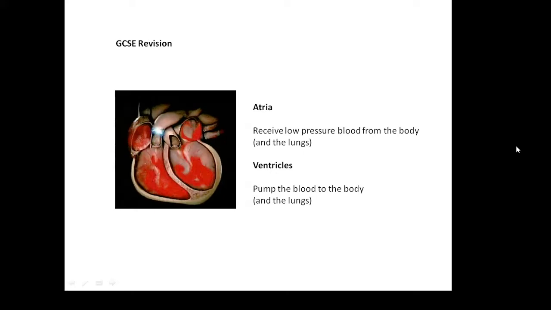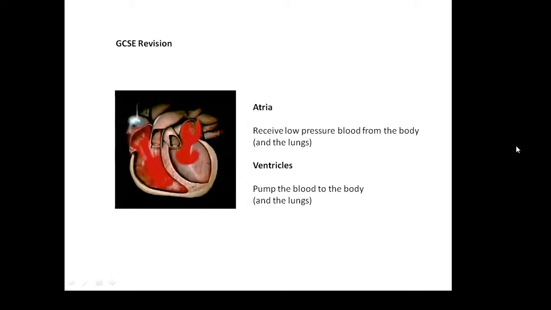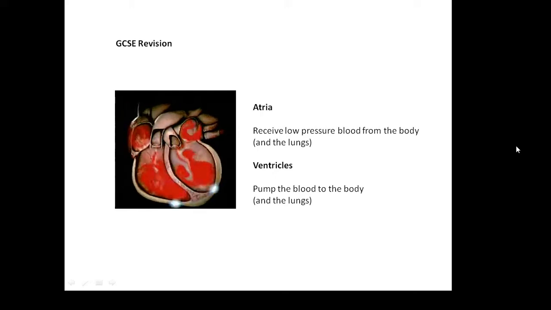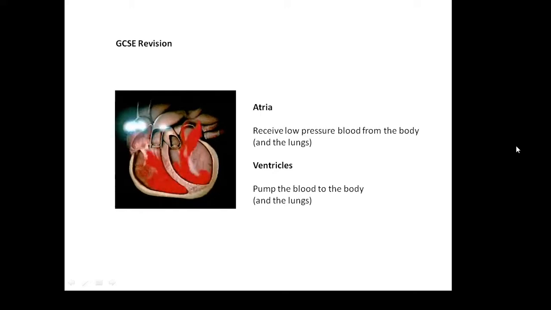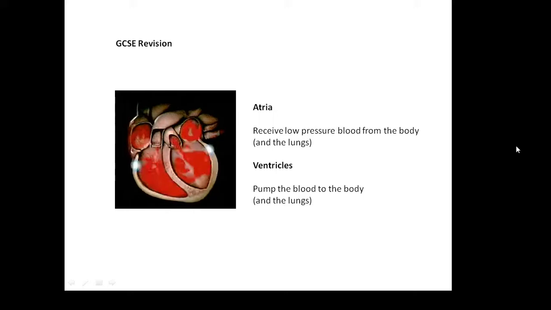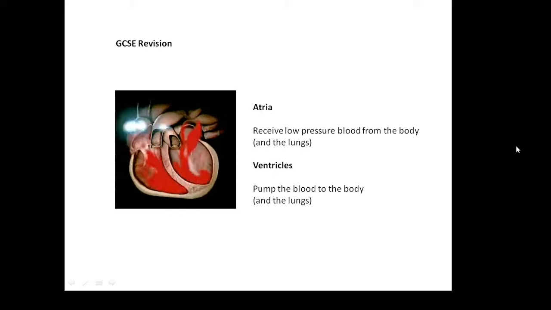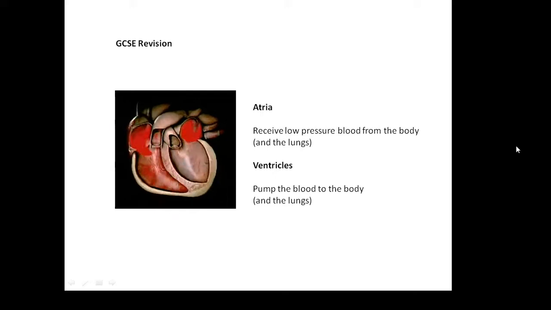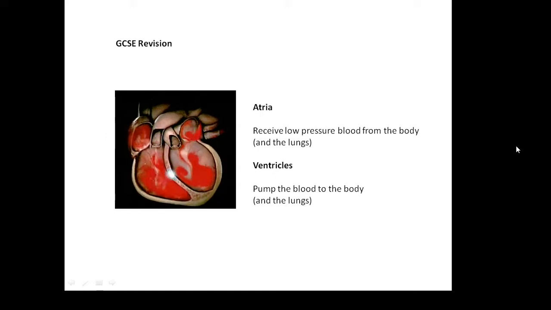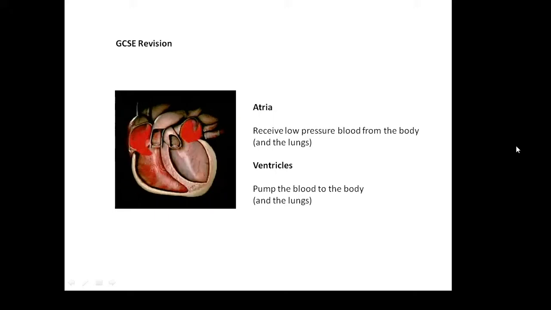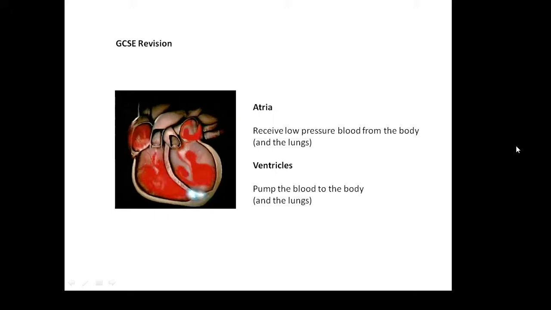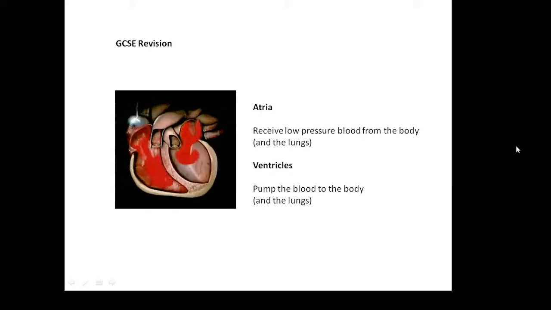From GCSE, you should remember that the heart is in four sections. You've got the atria, which receive the blood from the body and from the lungs, and then you've got the ventricles, which pump the blood to the body and the lungs. The atria are the smaller ones at the top, and the ventricles are the more muscular ones at the bottom. So they are the four chambers of the heart: the left and right atrium, and the left and right ventricle.